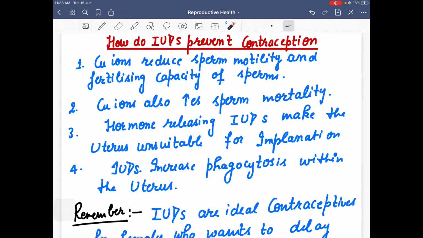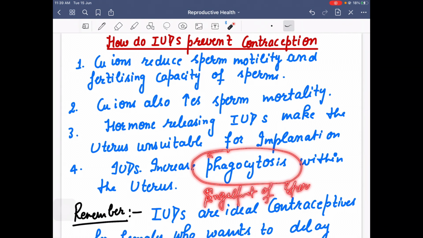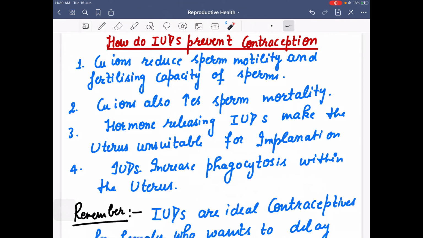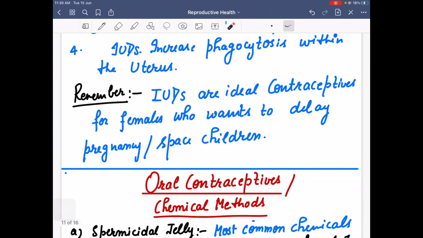IUDs' main function is that they help to decrease the number of sperm, so they increase phagocytosis, engulfment of sperms within the uterus. Phagocytosis means to eat up. So IUDs increase phagocytosis within the uterus. These points need to be kept in mind.